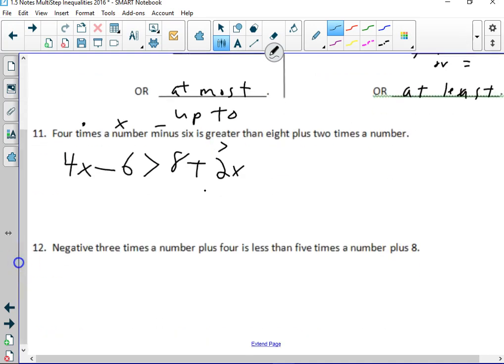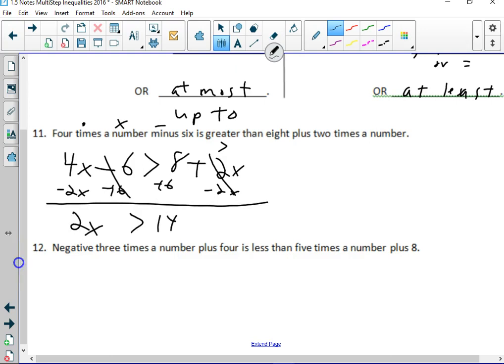I want to keep my x's positive, so I'm going to move the 2x over. I'm kind of limited on space, so I'm going to do both steps at once. The 6's cancel here, the 2x's cancel here. This gives me 2x is greater than 14. Divide by 2, x is greater than 7. Open dot, greater than.